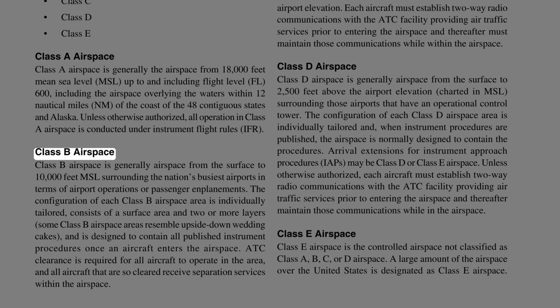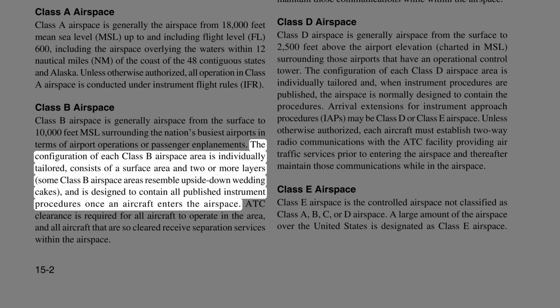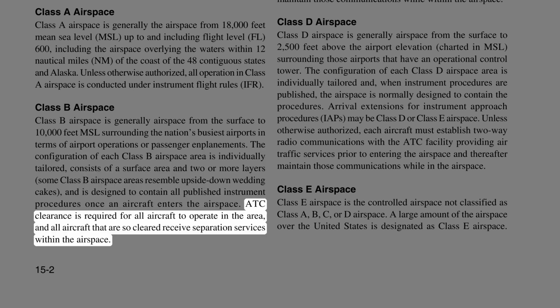Class B airspace. Class B airspace is generally airspace from the surface to 10,000 feet MSL surrounding the nation's busiest airports in terms of airport operations or passenger enplanements. The configuration of each Class B airspace area is individually tailored, consists of a surface area and two or more layers. Some Class B airspace areas resemble upside-down wedding cakes, and is designed to contain all published instrument procedures once an aircraft enters the airspace. ATC clearance is required for all aircraft to operate in the area, and all aircraft that are so cleared receive separation services within the airspace.